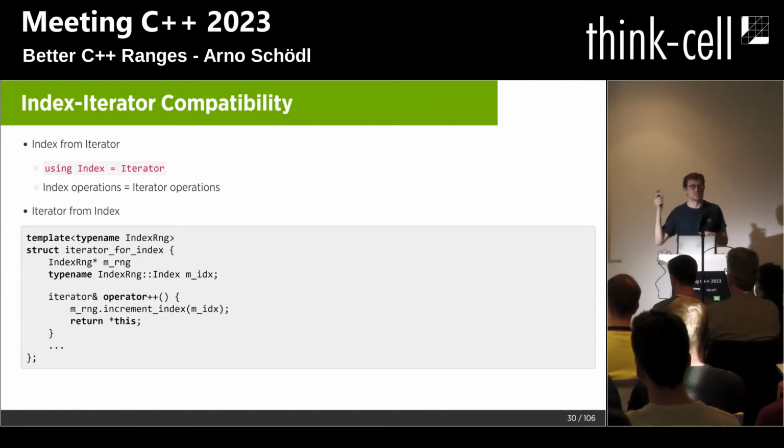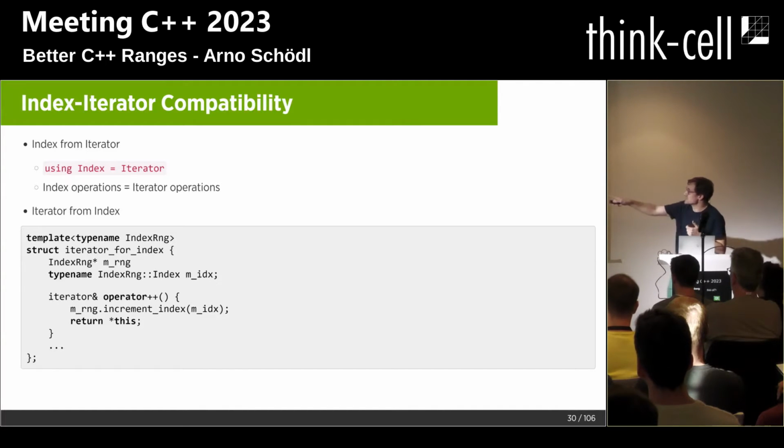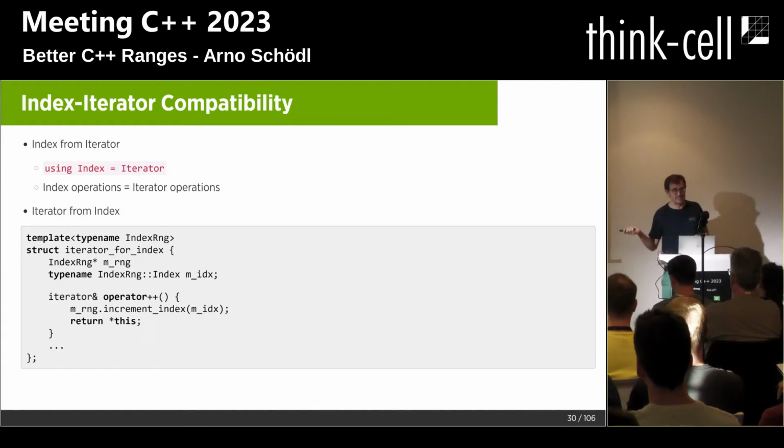We can use it because we can use their iterators as the index. Now, if you only have an index, but you want an iterator, that's also not very difficult, because you can simply build an iterator that, again, just holds a pointer to the range and the index. Then it can implement all its operations in terms of these two pieces of information. So here, operator increment is calling range increment index with the index. It has both of these things, the range and the index. So it's trivial. You can easily turn something that only supplies indices into iterators with a bit of glue code.